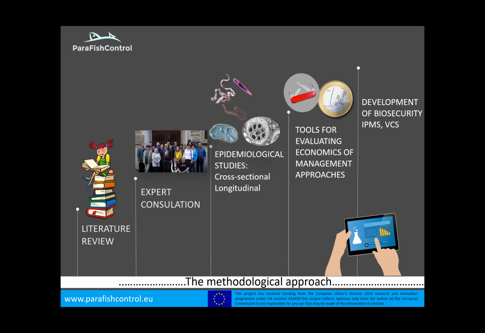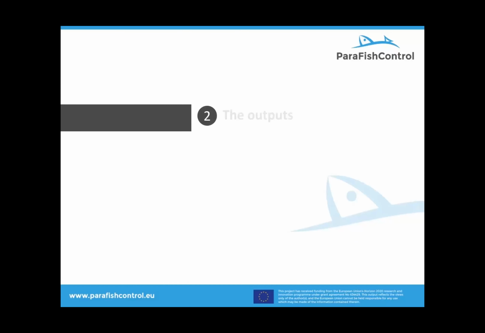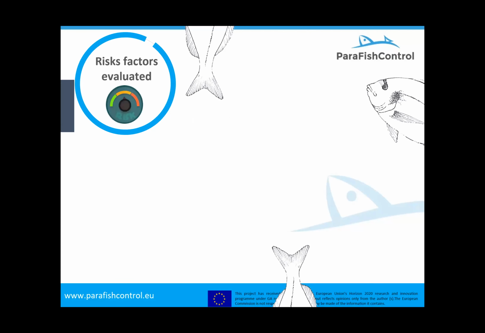This has allowed us to elaborate tools for evaluating the economics of different ways of managing the fish farms, and this will be presented later on today. And also developments on biosecurity, integrated pest management strategies, and a voluntary control system for checking zoonotic elements. So the outputs of all this are what you're going to see later on after my presentation.